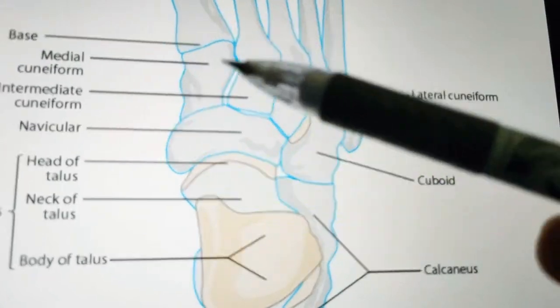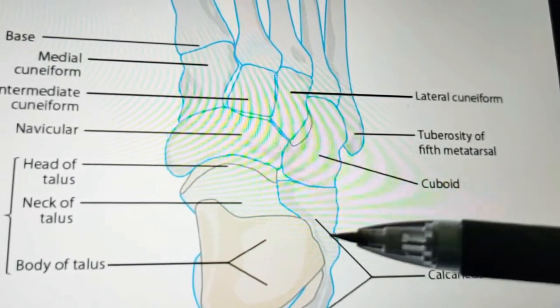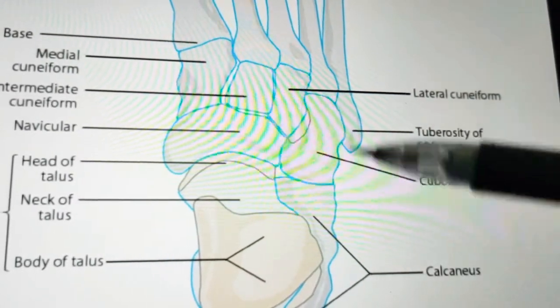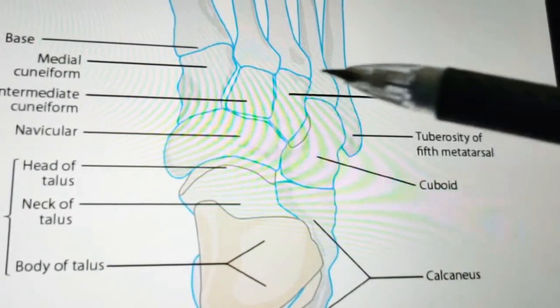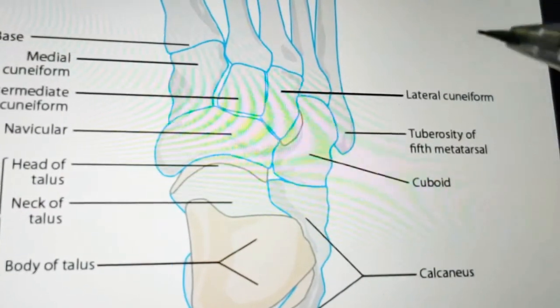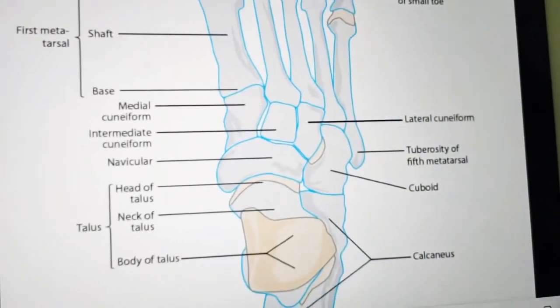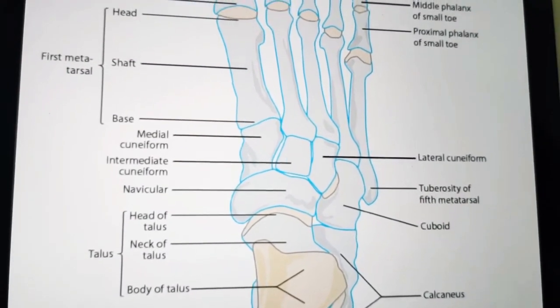This is the proximal row. This is the distal row. Of course, in the proximal row you have only 2 bones, calcaneus and talus. In the distal row you have your cuneiform, cuboid, and navicular, right? So cuboid is belonging to the distal row of the tarsus bones, right?